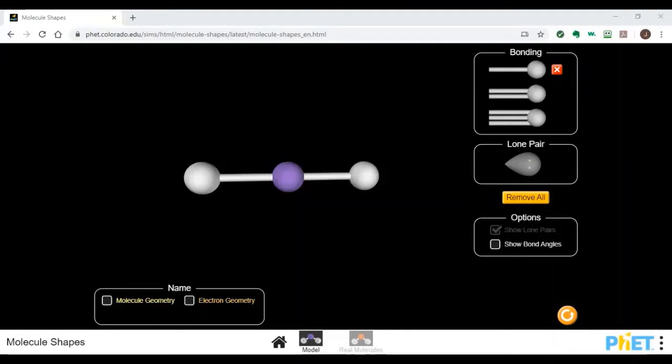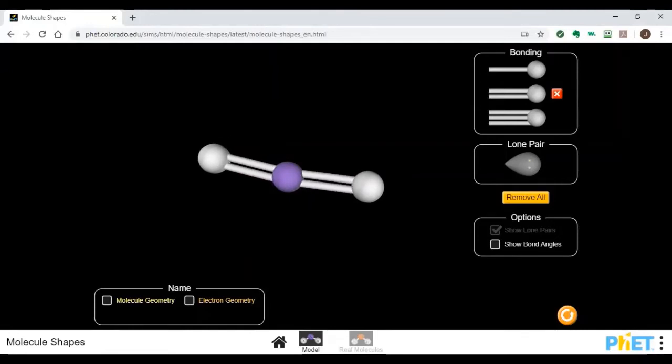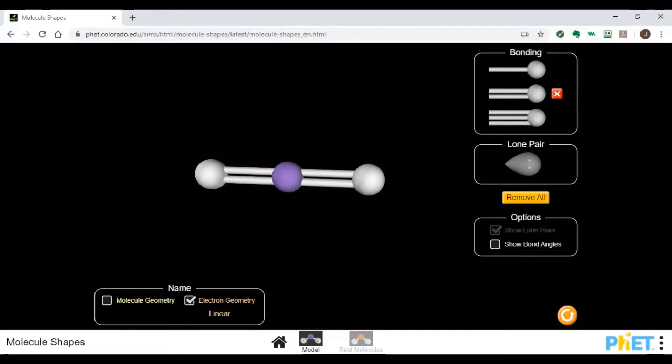But we could also do it in the following way. We could also do it by adding, let's say, 2 double bonds. And don't forget that you can spin these structures around and see them from different angles. The point is that you have essentially a linear structure, right? The electron geometry for this is linear, and so is the molecular geometry.